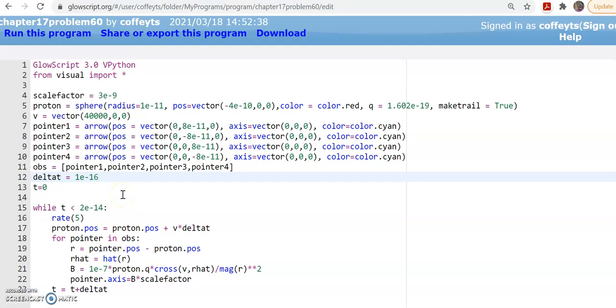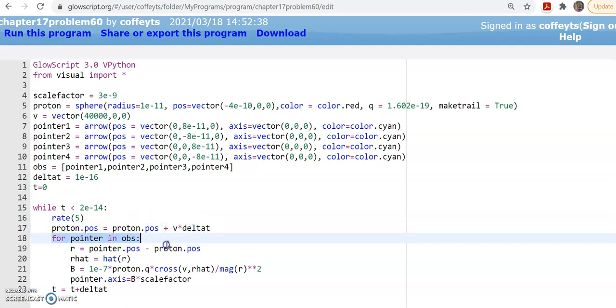I arrived at all of these things by doing just a little guesstimation. If you start and end the proton's motion at plus or minus 4 times 10 to the minus 10 meters, and it's going at 40,000 meters per second, and I wanted a few hundred data steps, right? I made it slow so that we could watch what happens, and then here are the steps that I defined.